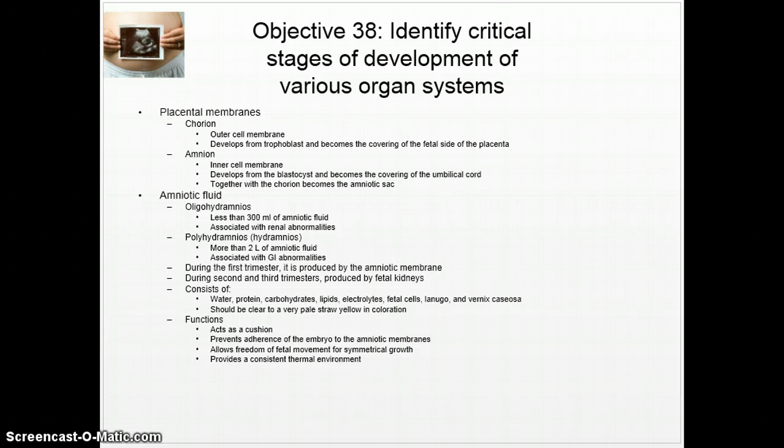During the first trimester, amniotic fluid is produced from the amniotic membrane. During the second and third trimesters, the majority of amniotic fluid is produced by the fetal kidneys. Amniotic fluid consists of water and protein, carbohydrates, lipids, electrolytes, fetal cells, lanugo, which is the fine downy hair that covers the fetus, and vernix caseosa, which is the cheese-like substance that also covers the developing fetus in utero. Normally, amniotic fluid should be very clear to a very pale straw yellow color.